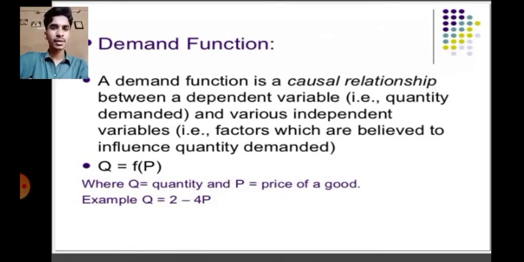Demand function: a demand function is a causal relationship between a dependent variable, for example quantity demanded, and various independent variables, for example factors which are believed to influence quantity demanded. Where Q equals quantity and P equals price of a good, for example Q = -4P.